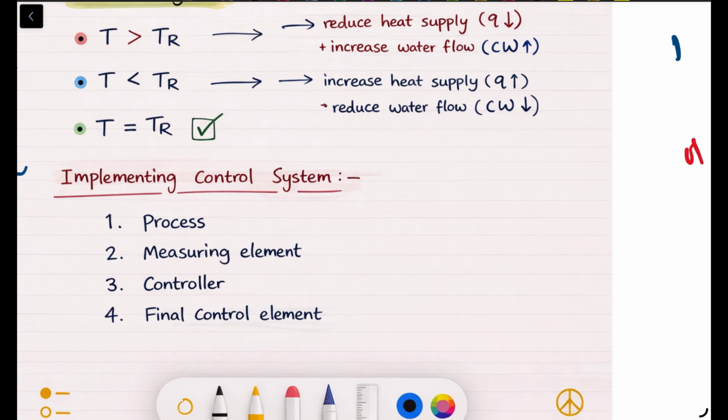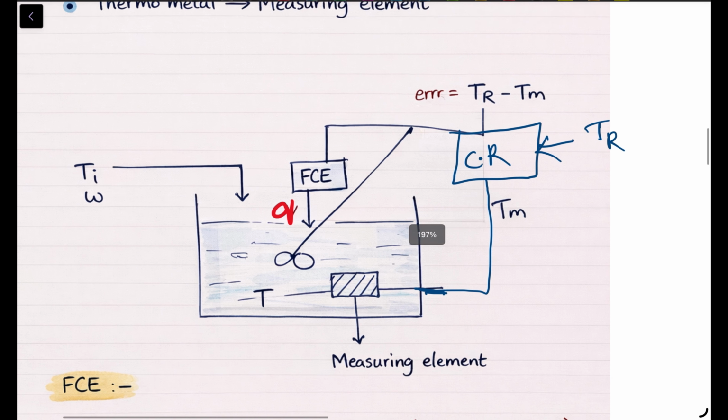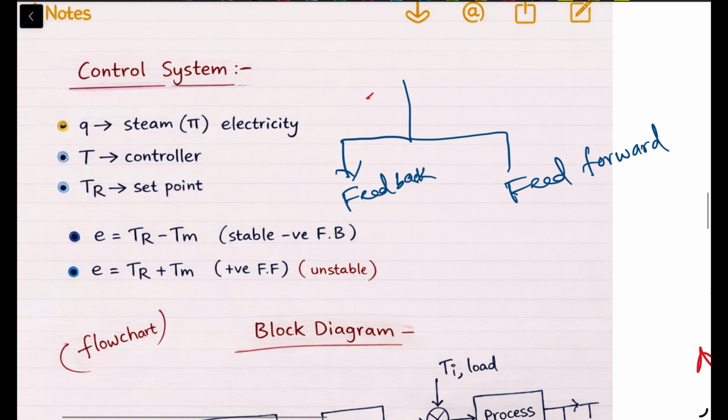Good morning, everyone. In the previous class, we discussed the basic concept of a control system. So we learned what a control system is and what the major elements of the control system are. The main elements of the control system are the process, then the measuring element, then the controller, then the final control element. We also discussed different types of control systems, feedback and feed forward control systems.